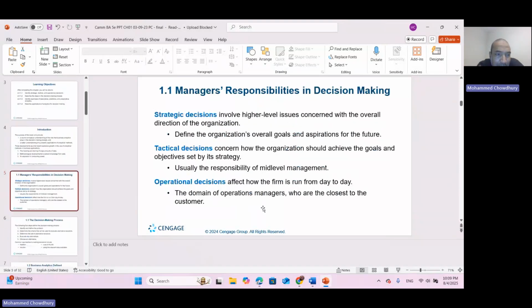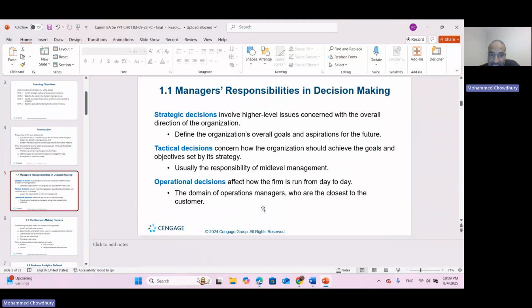So a manager makes decisions that are crucial for running the business. Those decisions are strategic decisions, tactical decisions, and operational decisions. Strategic decisions are taken by the manager. Sometimes it is known only to a few team members, and he keeps it secret. That involves the higher-level issues concerned with the overall direction of the organization.